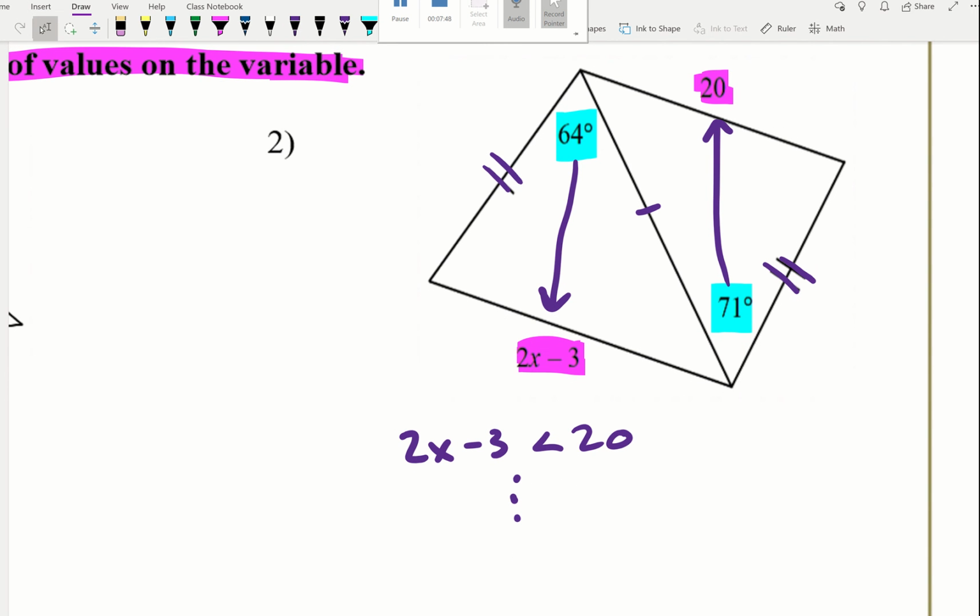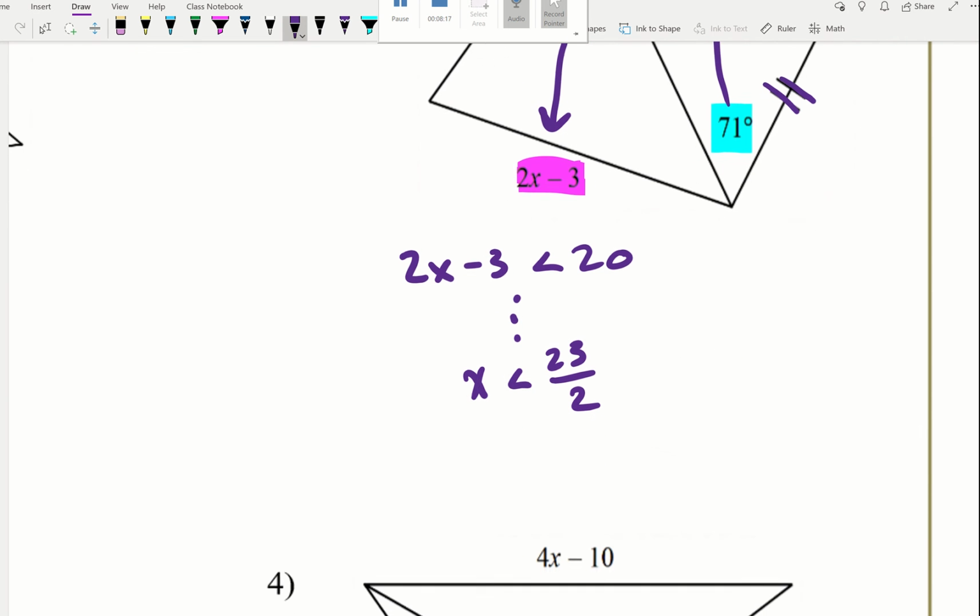That's all I know. I don't know anything about what the actual measure of the angle is, or what the length of the side is. All I know is that this side length here must be smaller than this one based on the Hinge theorem. Okay, so I can go ahead and solve this for x, and I would get that x is less than 23 over 2.